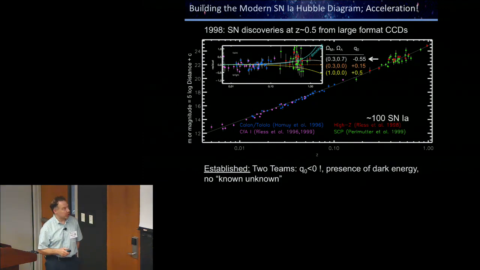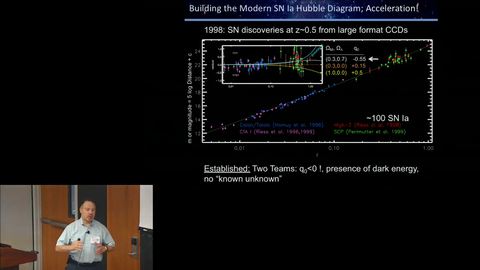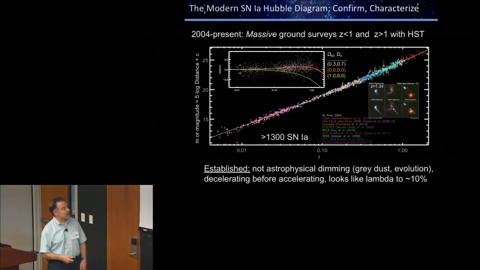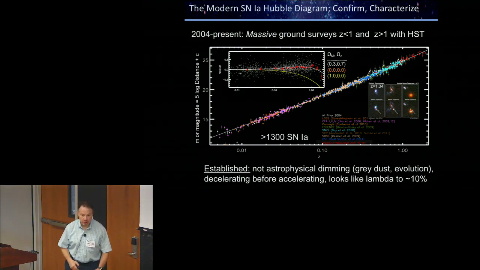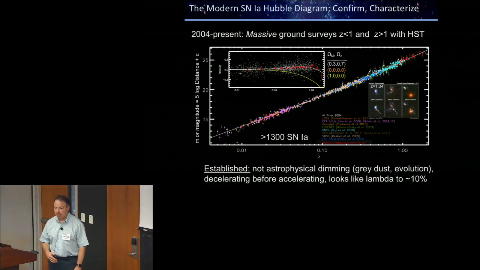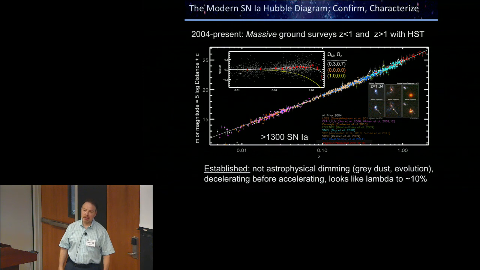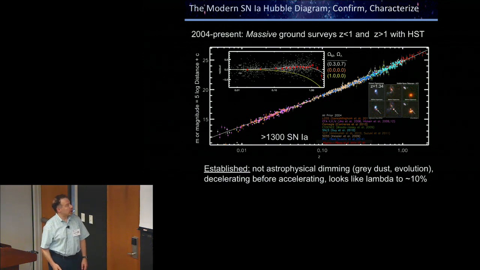some continuous dimming curve. At the same time, over the next 10 years, there were many ground-based surveys that collected much larger samples of supernovae. So fast forward 10 years, right, and the Hubble diagram is extremely well populated with over 1,000 type 1a supernovae. And now that we're binning the data, you could see, and particularly by going out very far with the Hubble Space Telescope, we were able to see this turnover, and were convinced that we were not being fooled by some kind of gray dust or astrophysical dimming or anything like that. And in fact, the particular shape of this does look like lambda to about 10%. The equation of state looks very much like lambda. And so that was pretty much where we were.